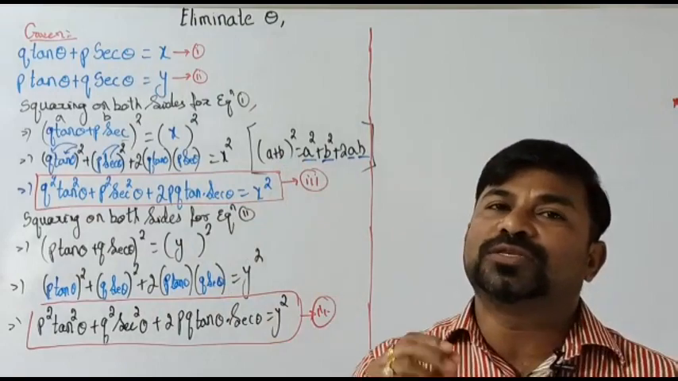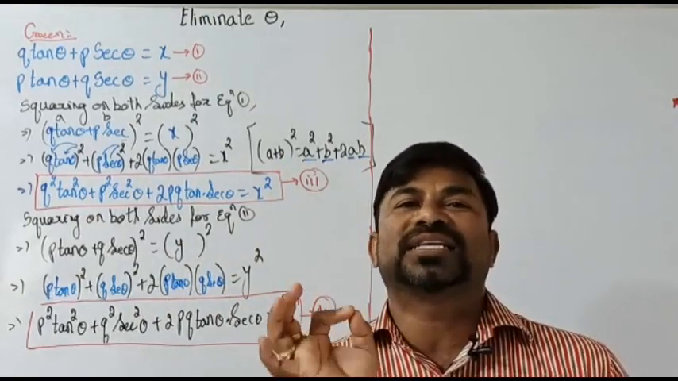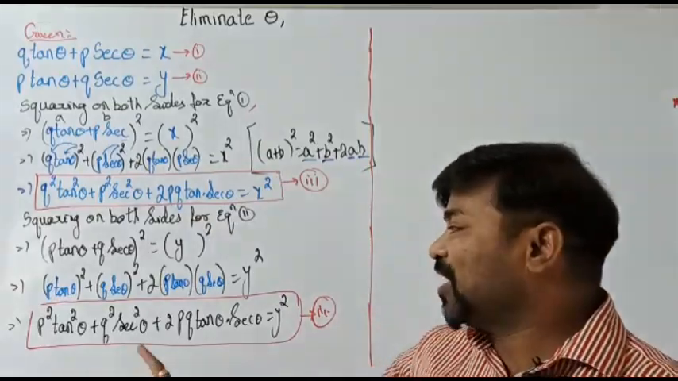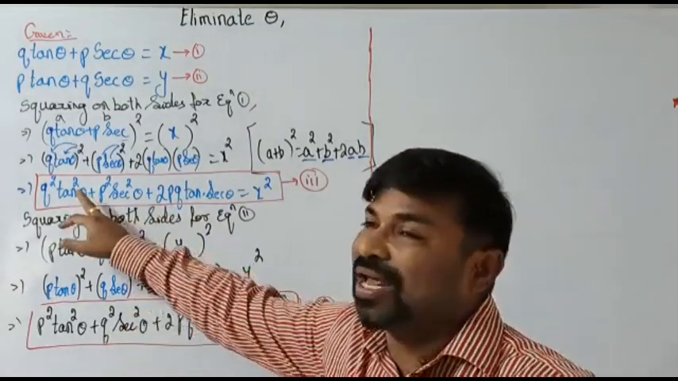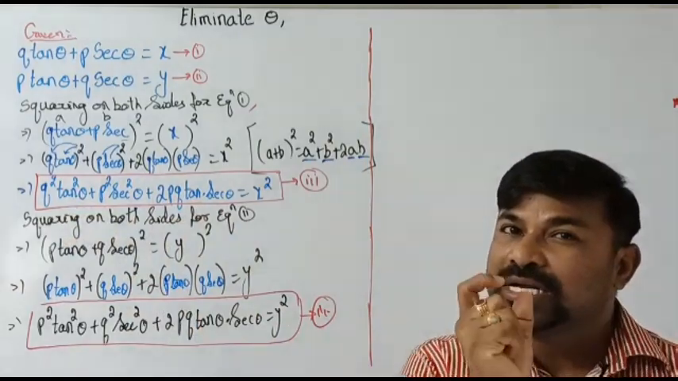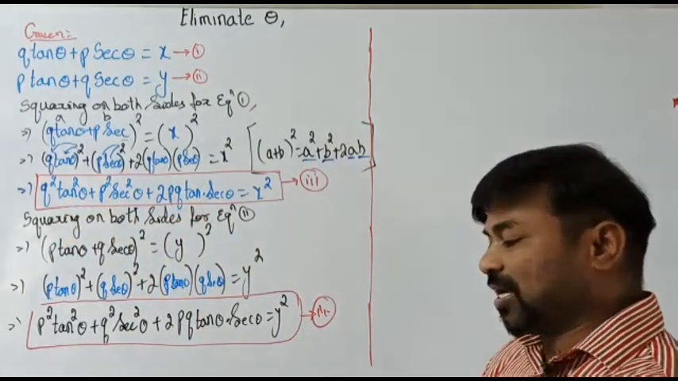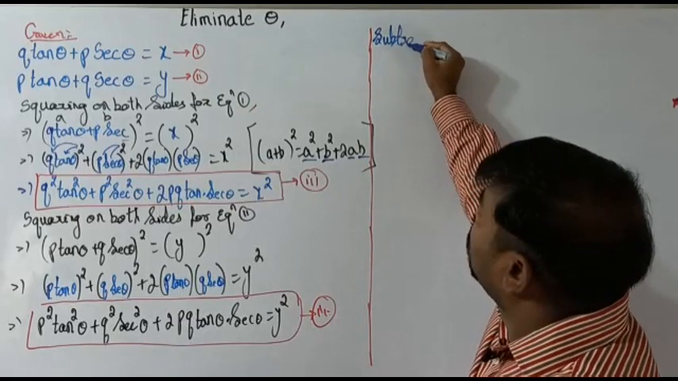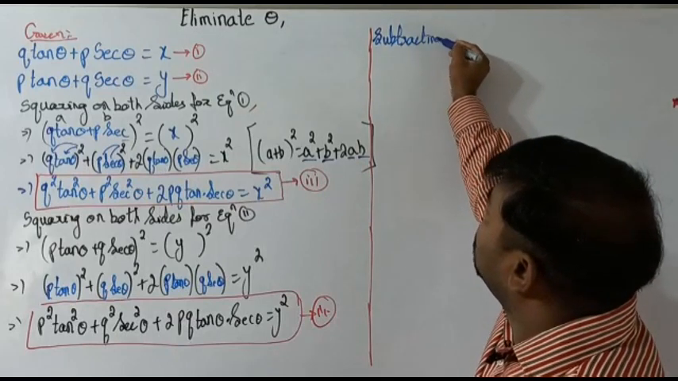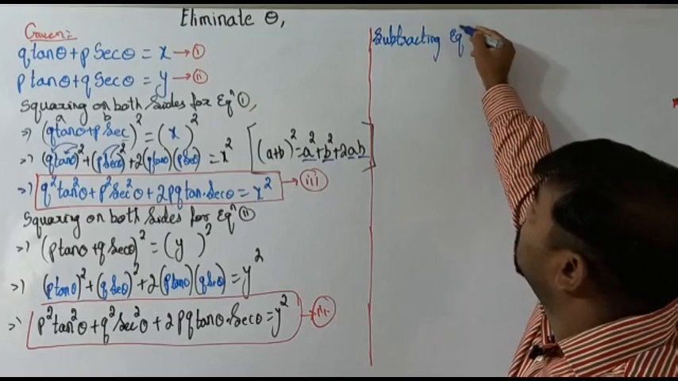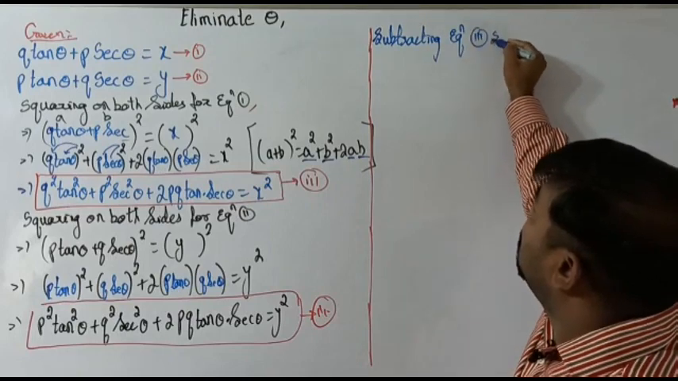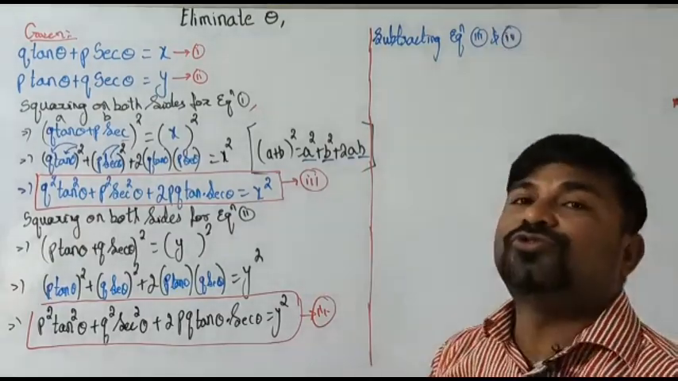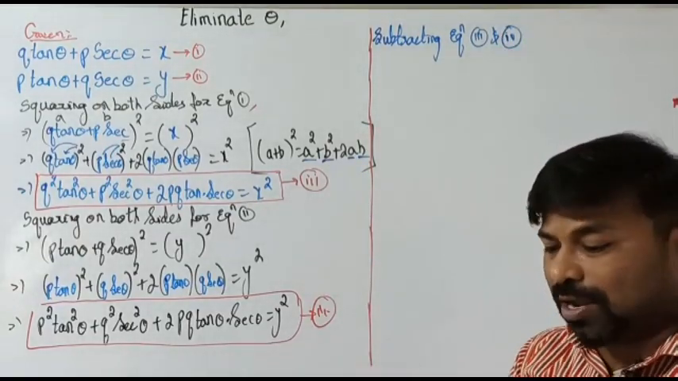Now the concept is we would like to use secant square theta minus tan square theta is equal to 1. That is the formula we are planning to use. So we are ready with all the secant squares and the tan squares. What we want is subtraction, as the logic says. Now subtracting equations 3 and 4. Let's subtract equation 3 and 4. That's the logic I am following.